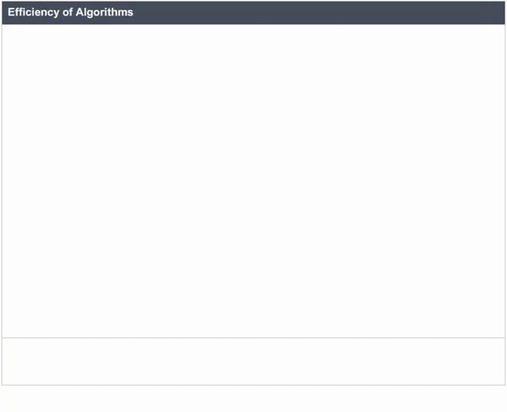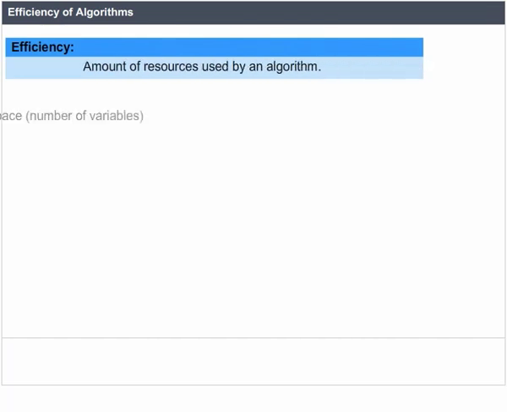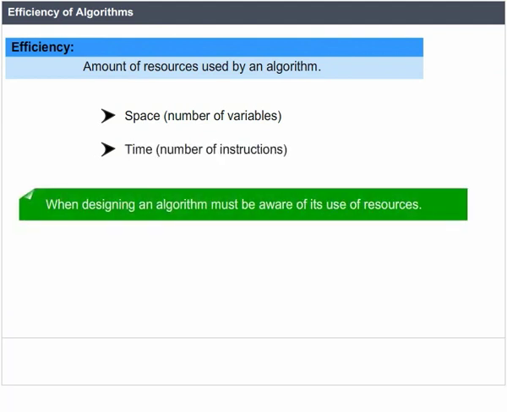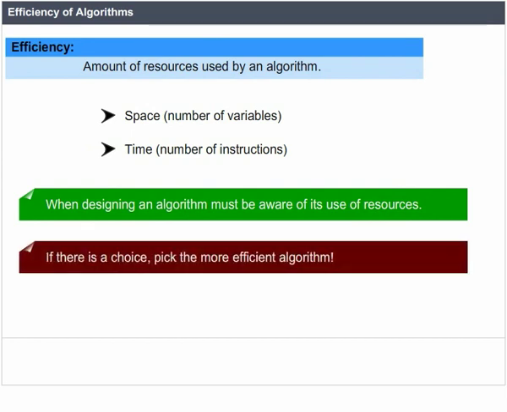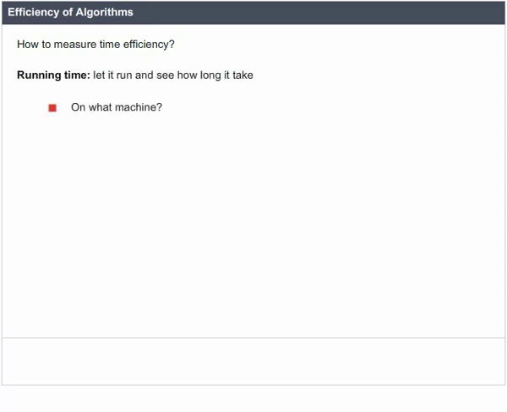Efficiency of algorithms. Efficiency is the amount of resources used by an algorithm: space, the number of variables, and time, the number of instructions. When designing an algorithm, we must be aware of its use of resources. If there is a choice, pick the more efficient algorithm. How to measure time efficiency? Running time: let it run and see how long it takes. On what machine? On what inputs?